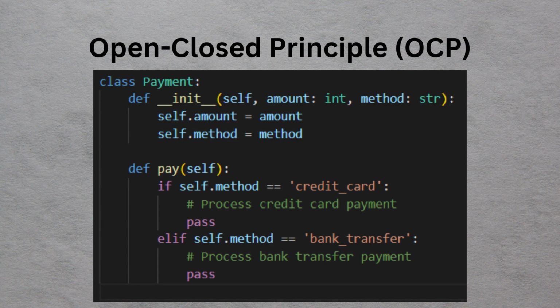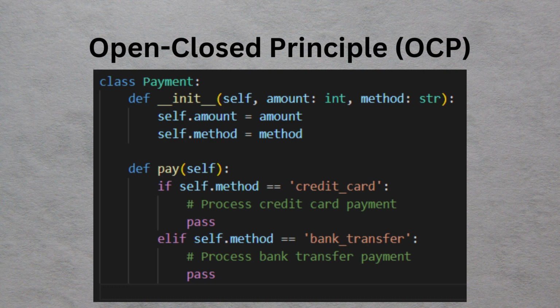Here's an example of a class that violates the OCP. In this example, the Payment class has two payment methods, credit card and bank transfer. However, if we want to add a new payment method, such as PayPal, we would need to modify the Payment class. This violates the OCP since we are modifying the existing code instead of extending it.